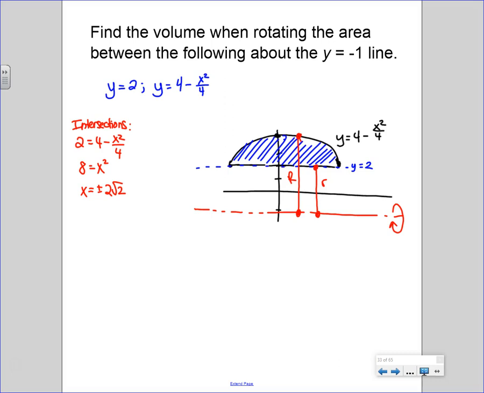Does the picture make sense? When you put the line at the end, identify what's top and bottom for big R and what's top and bottom for little r. Plug into pi big R squared minus pi little r squared.